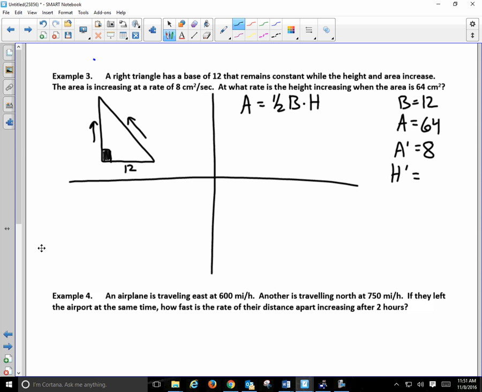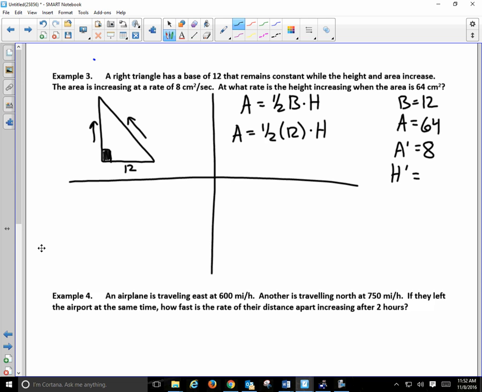We have to consider what's changing. Is the height changing? Yes. Is the base changing? No. Since the base is not changing, since it remains constant, we can plug in the 12 right now. Don't do that in most situations. If you remember from our very first example, the radius was 5. But it wasn't 5 all the time. If it is 5 or if it's 12 all the time, then you can plug it in. I'll show you how it works out. But right now, let's solve this.